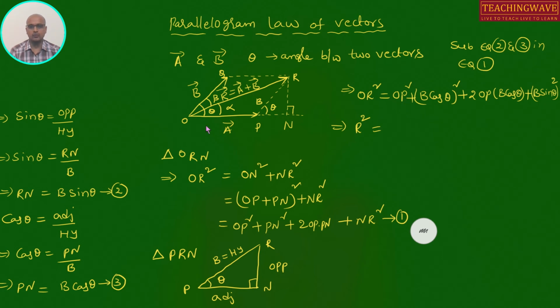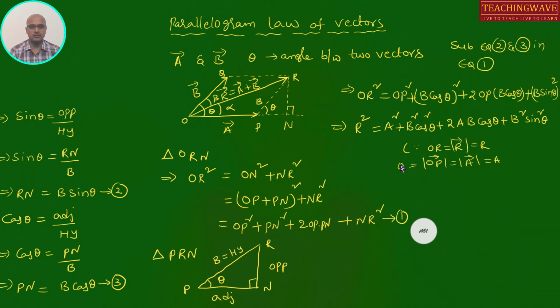Now come to the right hand side. OP is nothing but the magnitude of A. So A square plus B square cos square theta plus 2 AB cos theta plus B square sin square theta, because OR is the resultant vector magnitude R, and OP bar gives the magnitude of A bar, that means OP is equivalent to A. Substitute in the expression, we get like that.